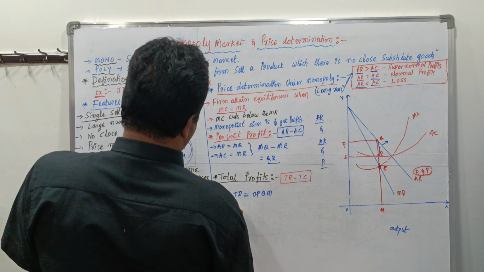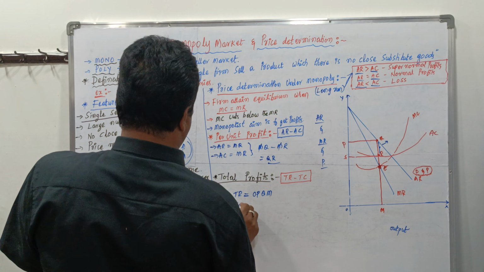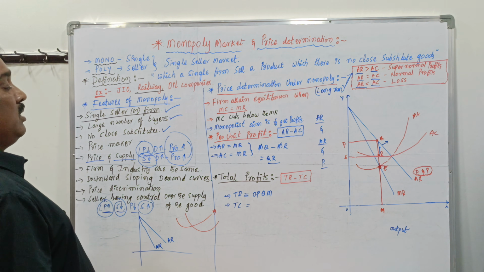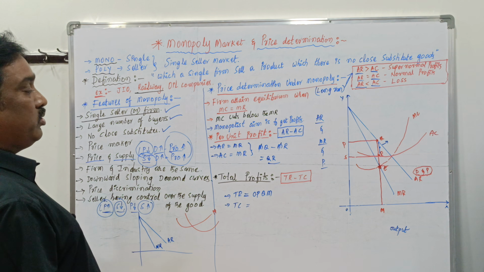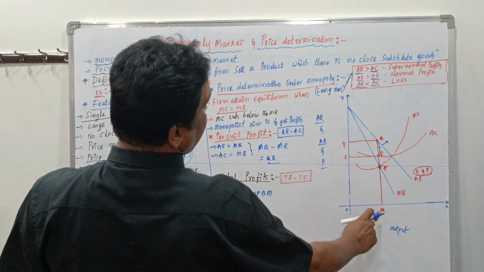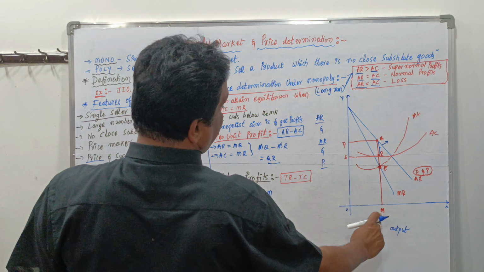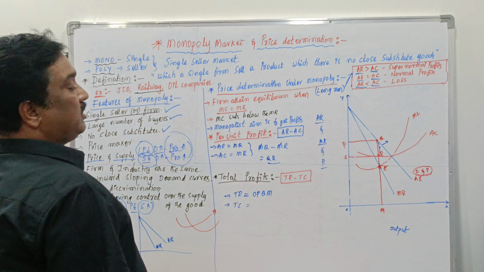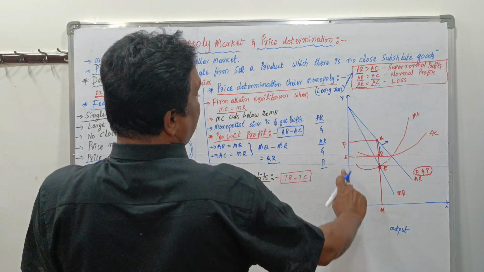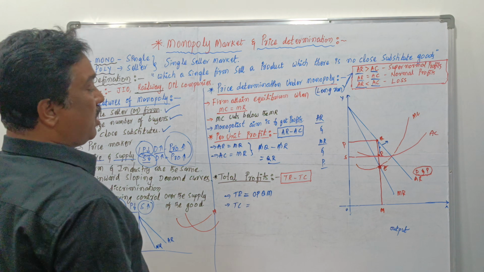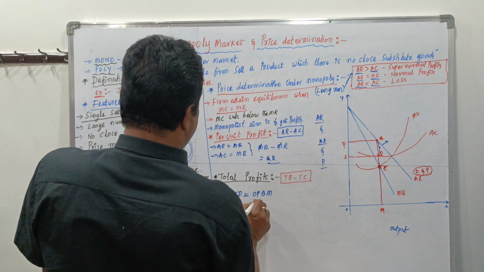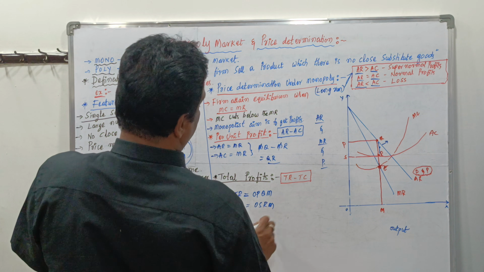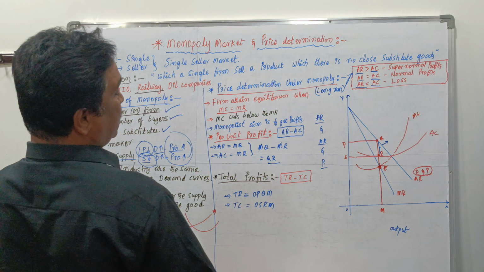Then you should take the total cost, TC. Total cost is nothing but the total expenditure to produce that product. Here MR is the average cost. So this total area is called the total cost: OSRM. This is the total cost.